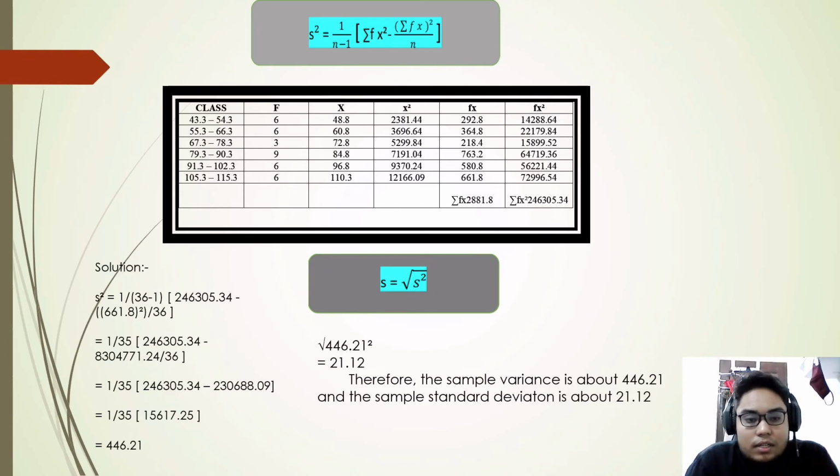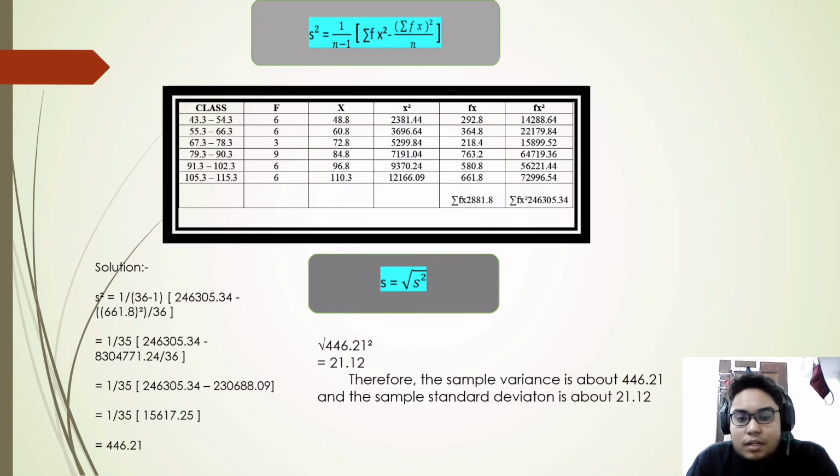So we go to the solution. I would like to give an example: 1 divided by (36 minus 1), in brackets, the sum of fx squared, which is 246305.34, minus the sum of fx, in brackets, squared. We square it, and the number is 8304771.24, divided by the number of samples, 36. So we get the answer, 446.21.